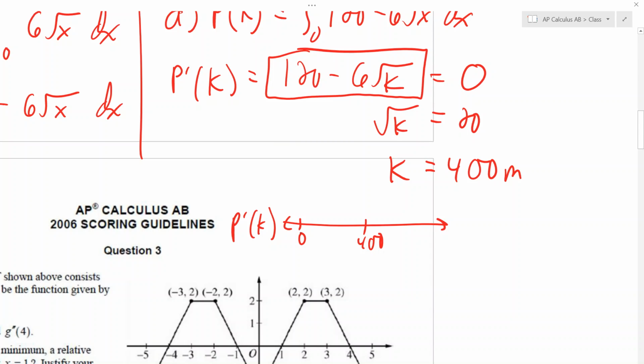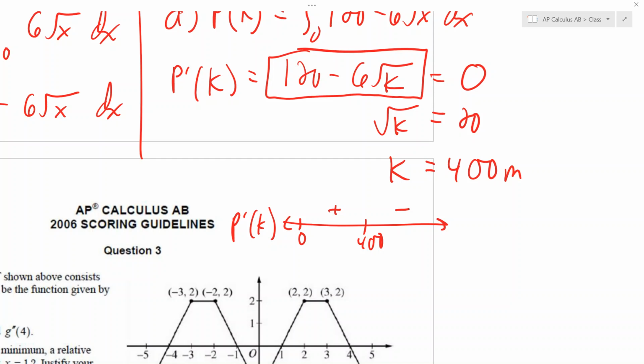If I plug a number in a little bit less than 400, or close to 0, whatever, plug in 1, anything between 0 and 400, what kind of value is P prime going to spit back out? If you plug in 1, or 2, or 10, or 100. Positive, definitely. Which means our profit is increasing until we get to 400. If you plug in anything over 400, it's going to be negative, which means our profit is decreasing after that, which seems weird from a business standpoint. Okay, but that's just the way things are.